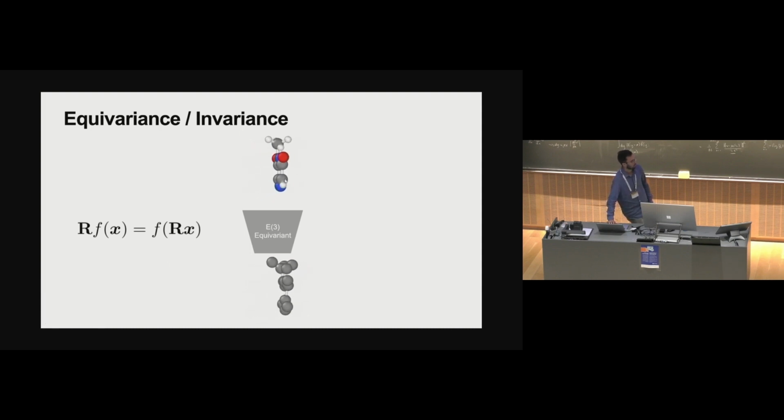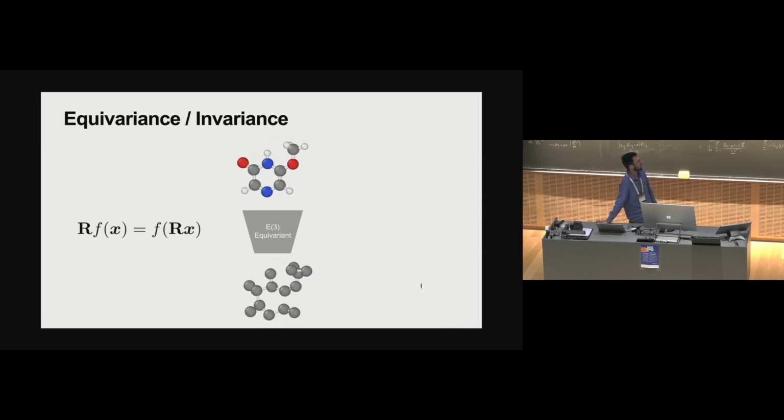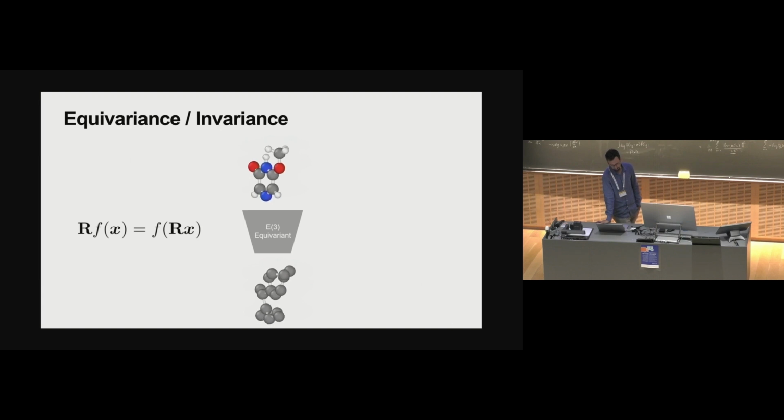So there are some things that stay invariant. Yes, exactly. So there are some properties that are intrinsically invariant and others that are equivariant. Then you can choose the architecture one way or the other. Okay.